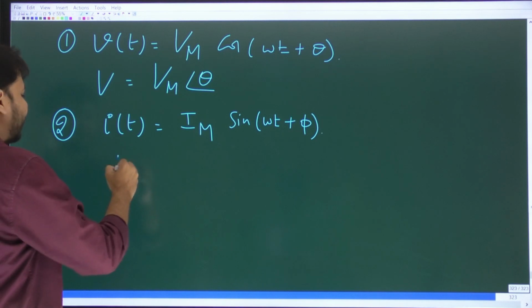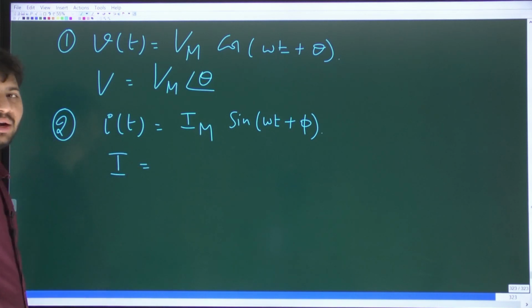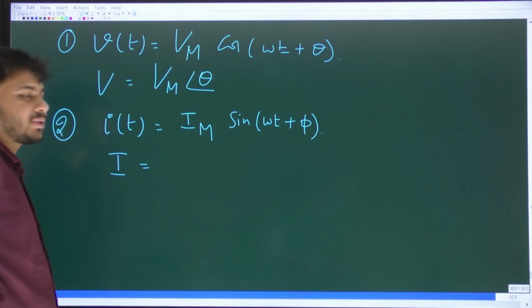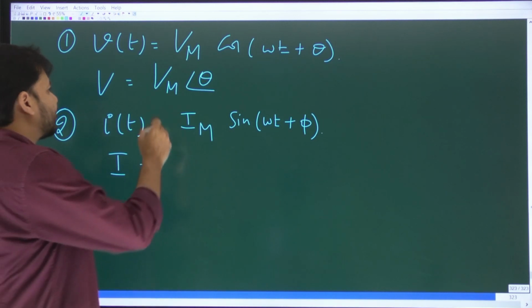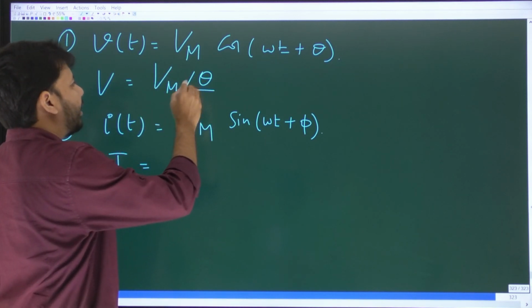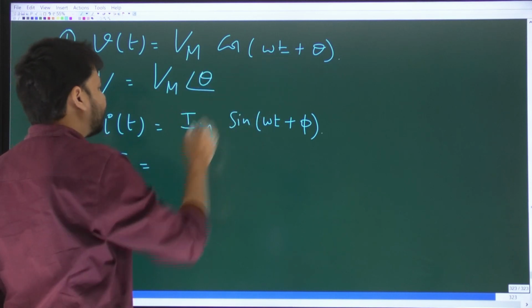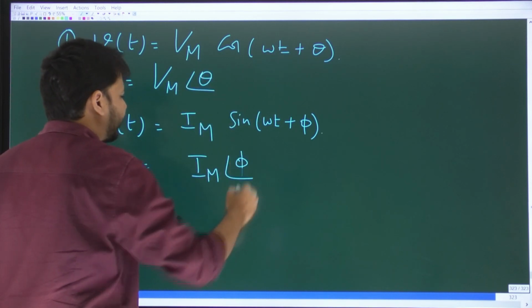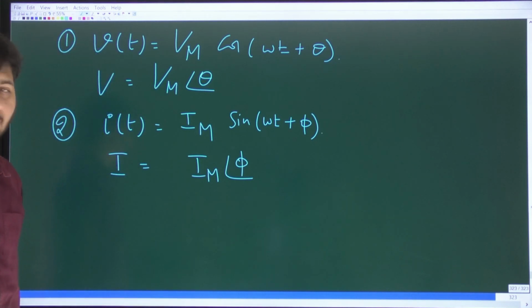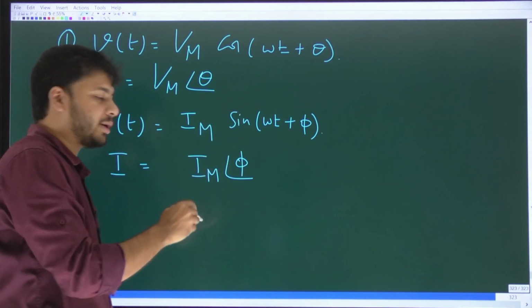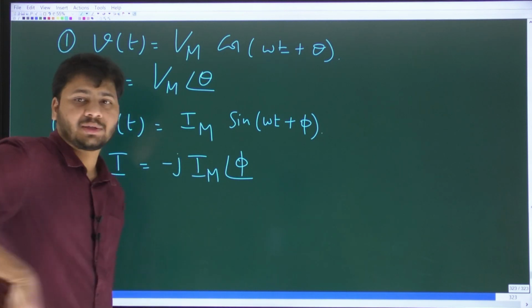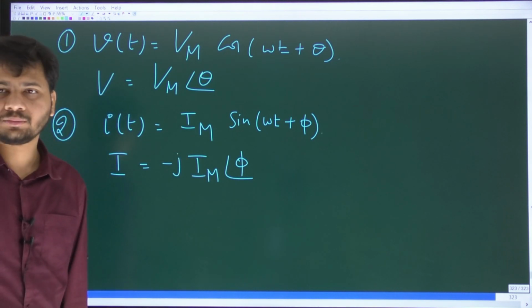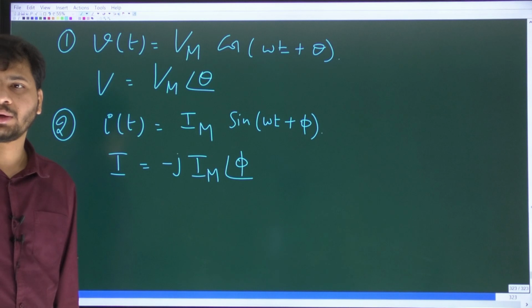So what is the same current in phasor form? First of all, small i will become capital I. Now also what you should do, just like for the previous voltage, we simply wrote Vm angle theta. Now also you write Im angle phi. But since it is sine, you just add an additional factor, which is minus j. That's all. Isn't it easy to remember?